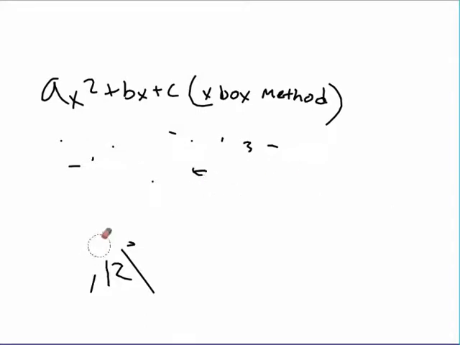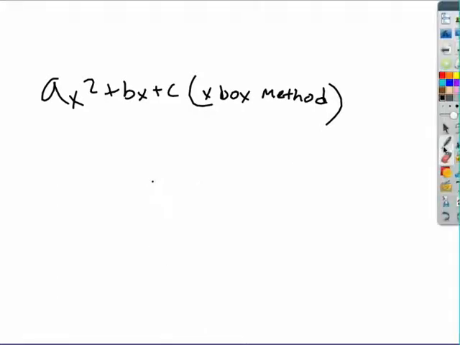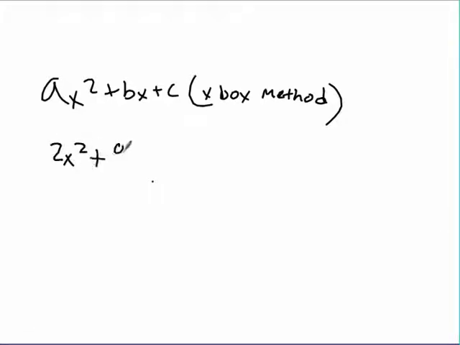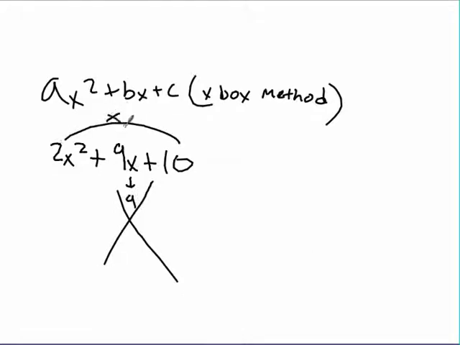Start erasing. Now we start off again. 2x squared plus 9x plus 10. We bring down our middle term, which is 9, multiply the other two, which is 20, and find what adds up and multiplies: 5 and 4 add up to be 9 and multiply to be 20.